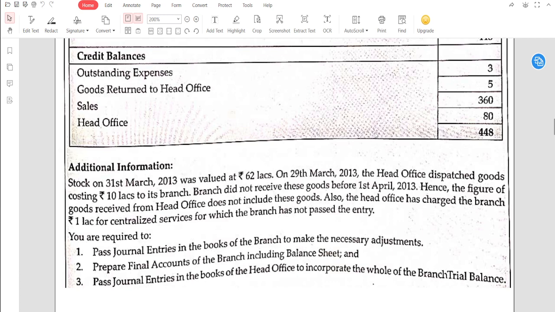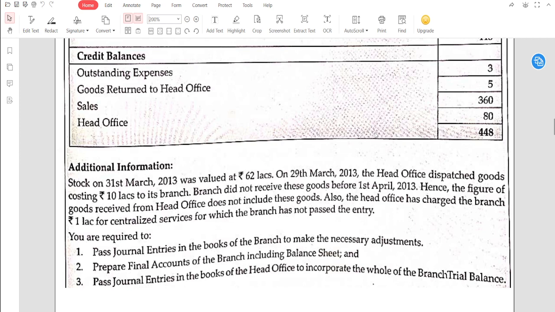So the 10 lakh rupees goods are in transit. It is yet to be received. You can see the HO books is showing higher balance, whereas the branch book is showing lower balance, because when HO sent the goods, HO debited the branch account, as it charged the branch with respect to the goods sent. But in the branch account, the details of the goods are not there because they have not received the goods yet. So it becomes goods in transit.